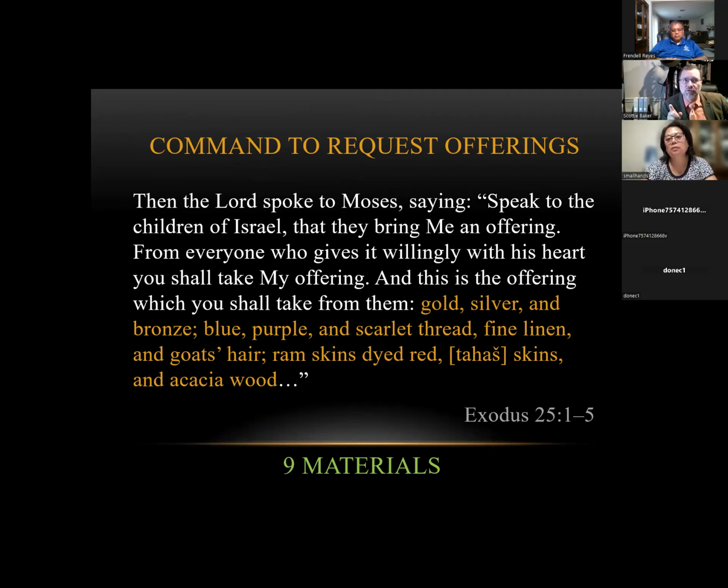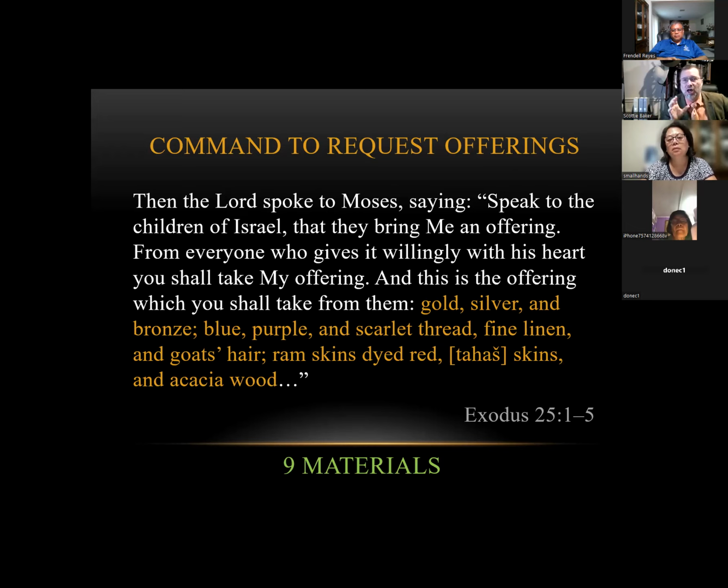He asks for gold, silver, and bronze. Those are the metals. Blue, purple, and scarlet thread, fine linen, goat's hair. Those are the textiles. Ram skins dyed red, and something called taḥash skins. How that's translated is unique. I'll show you the different translations tonight and what I think it is. And then the last one is a certain kind of wood called acacia wood.